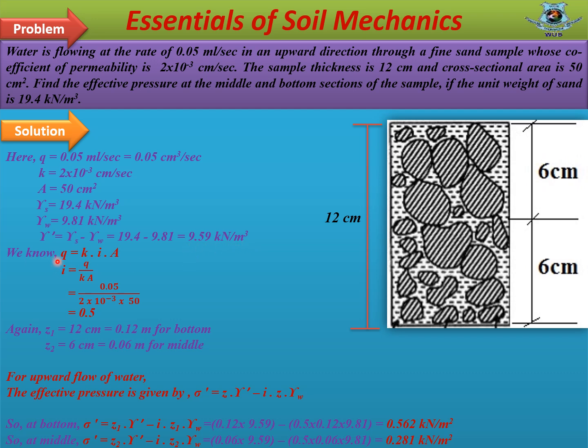Again we know from Darcy's law Q equal to KIA. From here we can find I equal to Q by KA equal to 0.5. Again sample thickness Z1 equal to 12 centimeter and Z2 equal to 6 centimeter. We know for upward flow of water the effective pressure is given by sigma prime equal to Z gamma prime minus Iz gamma W. So effective pressure at bottom, sigma prime equal to 0.562 kilonewton per meter square, and at middle, sigma prime equal to 0.281 kilonewton per meter square.